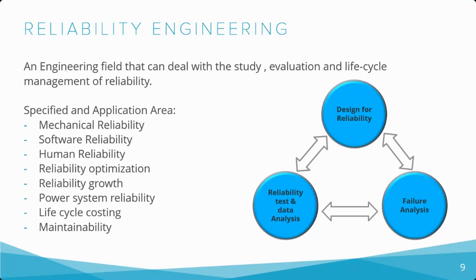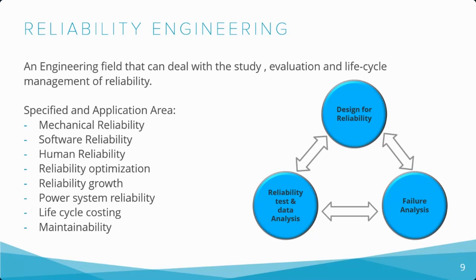Applicable areas for reliability. Mechanical reliability. This is concerned with the reliability of mechanical items. Software reliability. This is an important emerging area of reliability as the use of computers and processing devices grows. Human reliability. In the past, many times systems have failed not due to technical faults, but due to human errors.